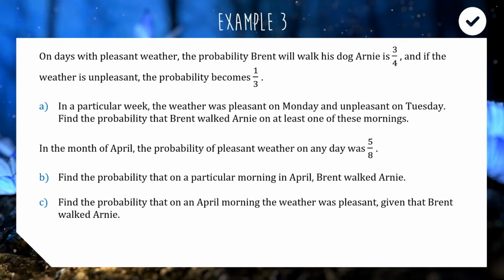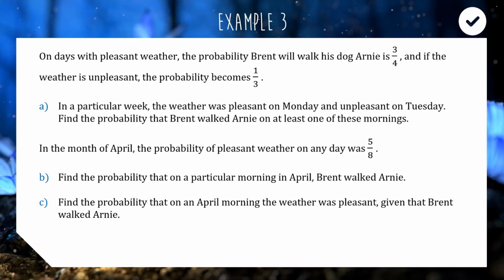Now, you have to be really careful when you have a question that's asking you for at least something, okay? Because at least one of these mornings means we could have walked him on Monday and then not on Tuesday. We could have done vice versa, not walked on Monday, but then walked on Tuesday. Or we could have walked on both days. Okay, so there's actually 3 things happening here that we would need to calculate and then add together.